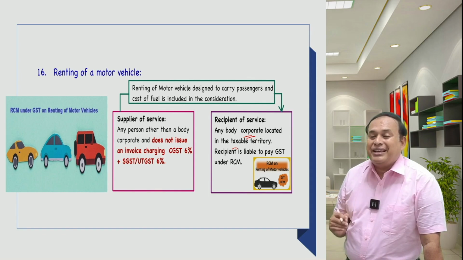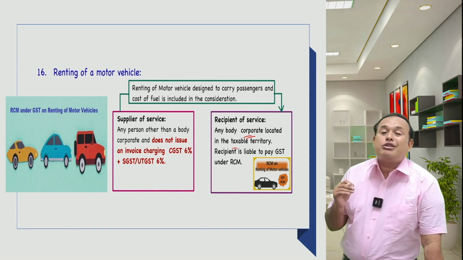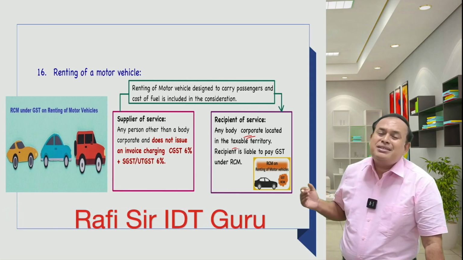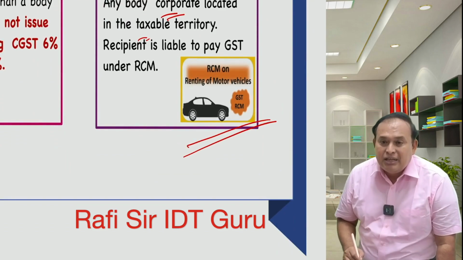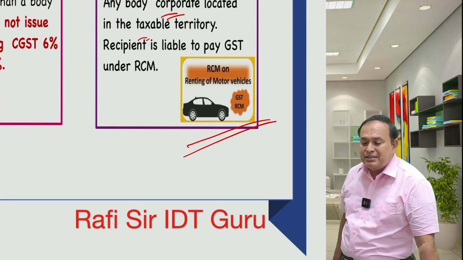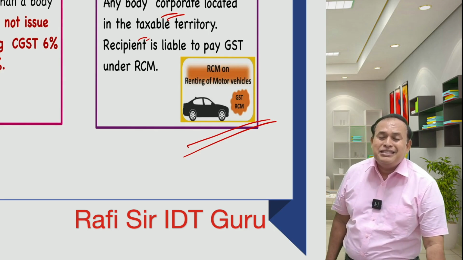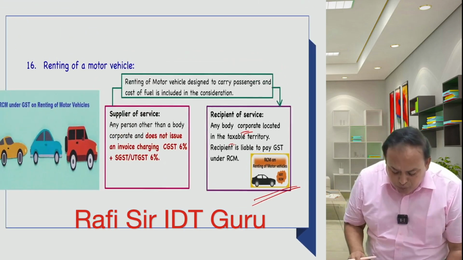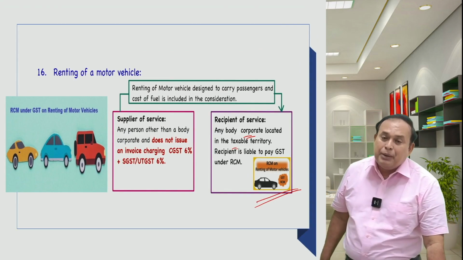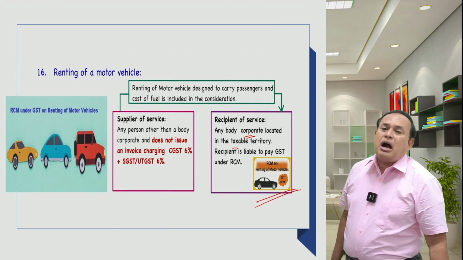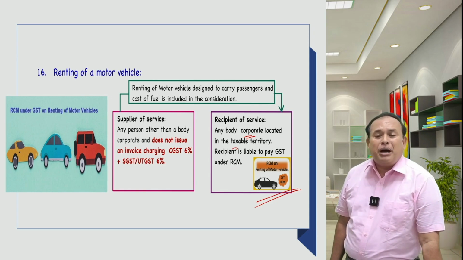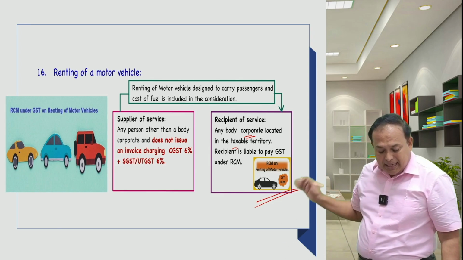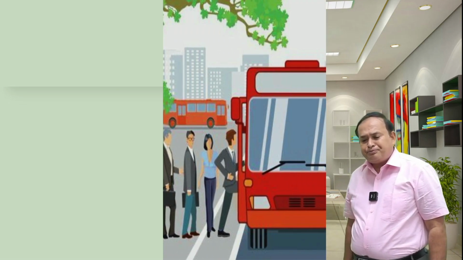Renting of motor vehicle, cost of the fuel included in the cost of the rent, because of the transportation of passenger vehicle. See, the vehicle looks like a passenger vehicle. Transportation of passenger vehicle is considered, my dear friends, where the supply is renting of motor vehicle, cost of fuel is included, and the supplier is a person other than a body corporate, not opting for forward charge. In that case, the recipient being a body corporate is liable to pay GST. In that case, I am bringing here one clarification of the CBIC.